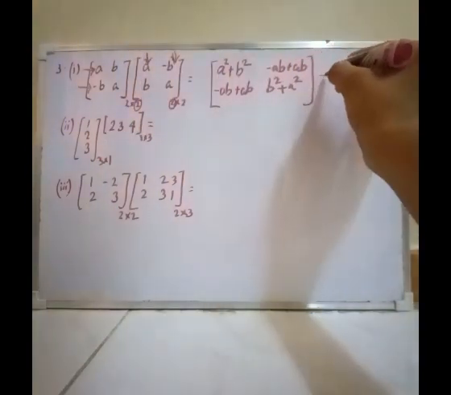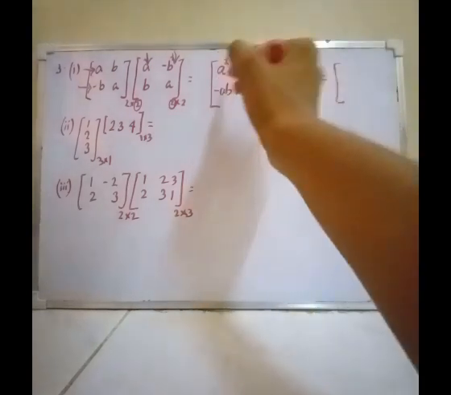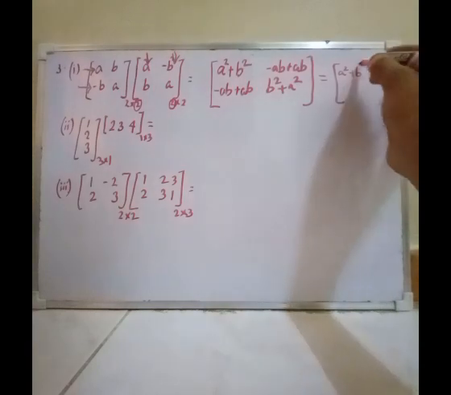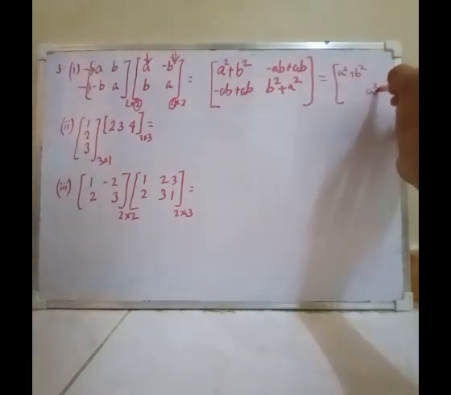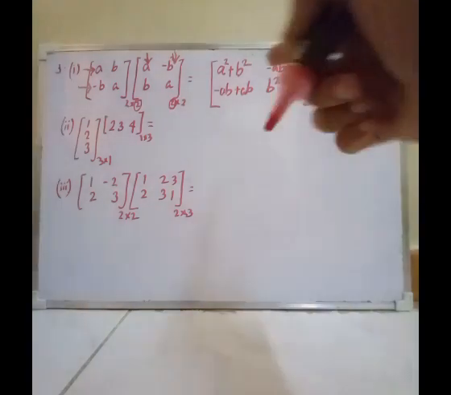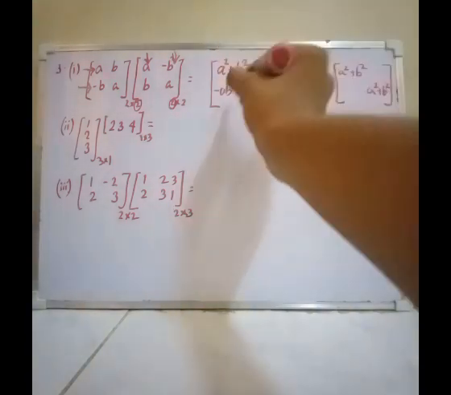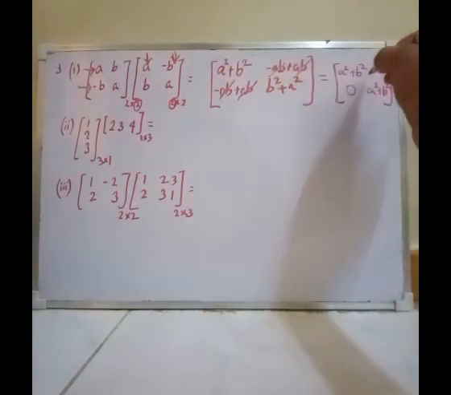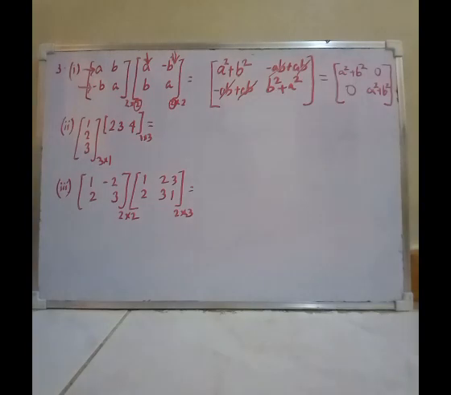Now we have to just simplify this. This one you can write as the same, A squared plus B squared, and this one also A squared plus B squared, right? But these 2, if you check, minus AB plus AB both will cancel each other out, so the answer for both of the elements would be 0 here.